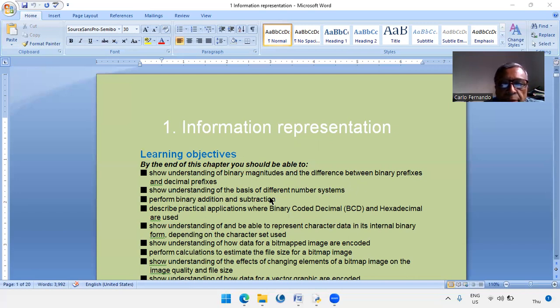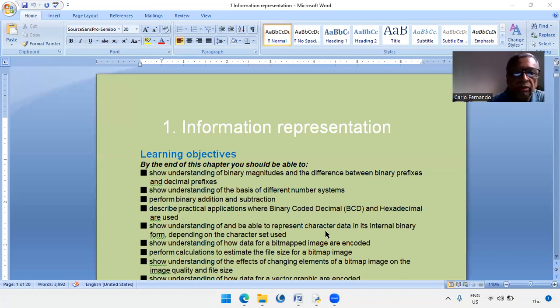Perform binary addition and subtraction. Normally, you know decimal, 10 plus 15, you know how to add. But here, binary, also you're going to learn addition and subtraction. Describe practical applications where binary coded decimal, as a new thing, BCD, and hexadecimal are used.